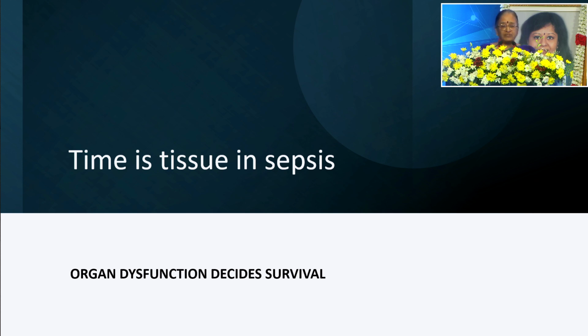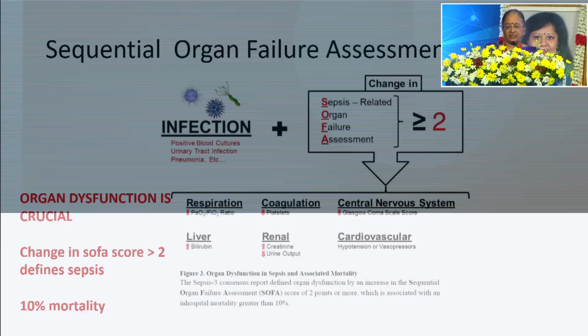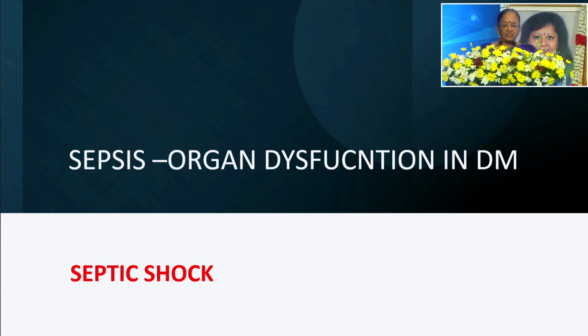So organ dysfunction is what predicts survival. The SOFA score, the sequential organ failure assessment: infection plus a 2-point SOFA score change makes it sepsis. So what are the organs that we are looking at? Respiration, coagulation, CNS, liver, renal, cardiovascular, and 10% mortality comes once you have sepsis. The most dreaded complication of sepsis is septic shock.